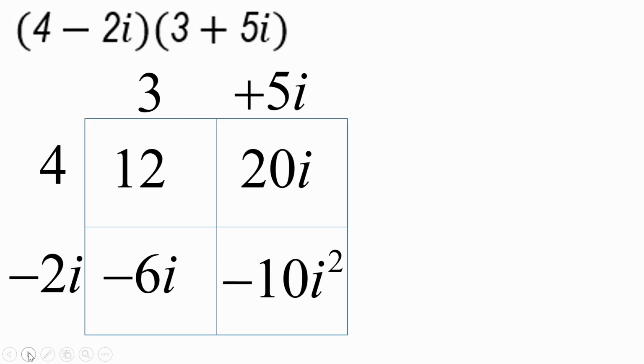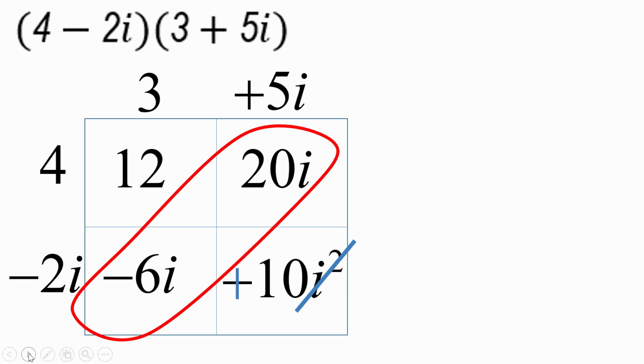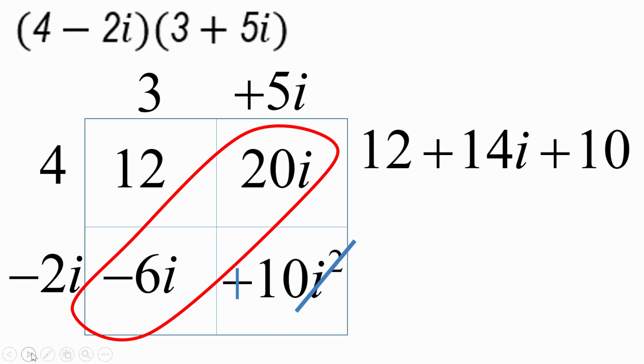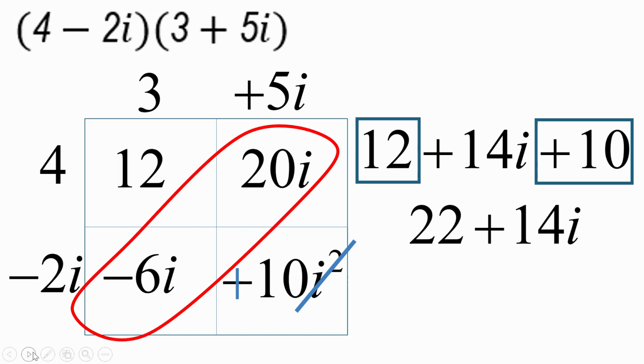But once again, remember, i squared is really -1. So I'm going to cross that out. It'll be -10 times -1, so that would become a +10. My like terms are always going to be on the diagonal. That's kind of why I like the box method. So I know that I can combine -6i and 20i. So I'll have 12 plus 14i plus 10. I still have two like terms here that I can combine. So I have 22 plus 14i.